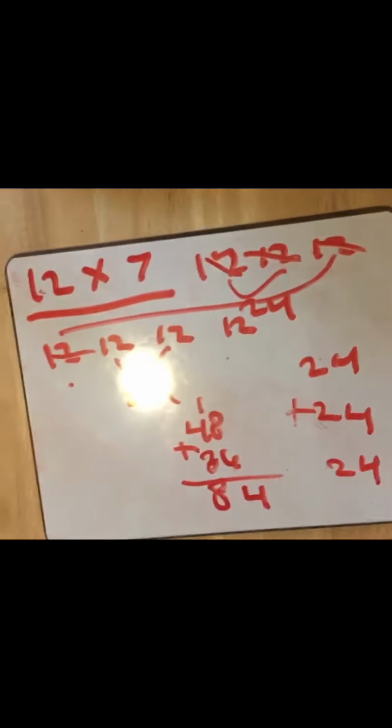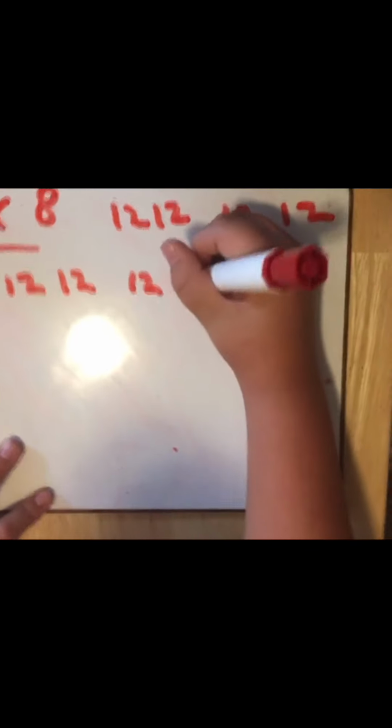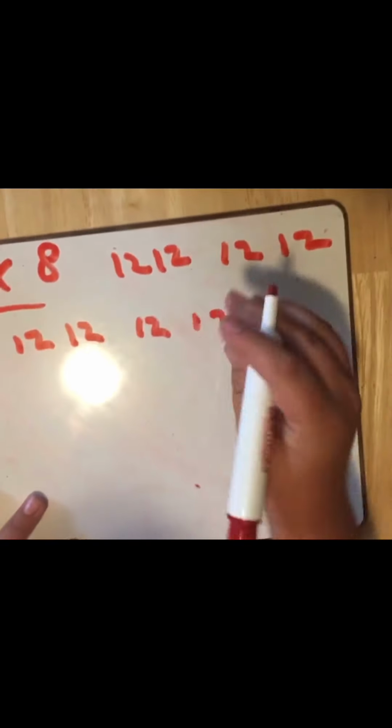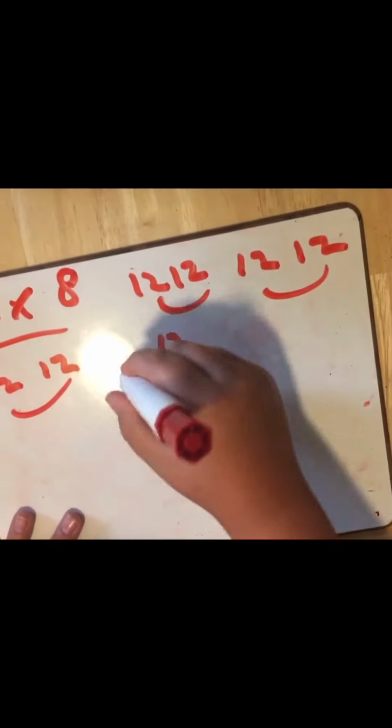And we're going to do one more equation, and if you really want to challenge yourself, do 12 times 12, and we'll leave you the answer in the description. So now we're going to do 12 times 8. And we're going to have 12, 12, 12, 12, 12, 12, 12, 12. We have 9. That's bad. So 12, 12, 12, 12.